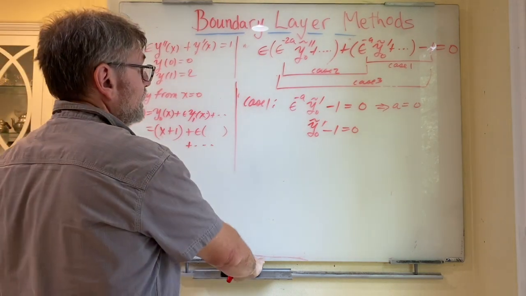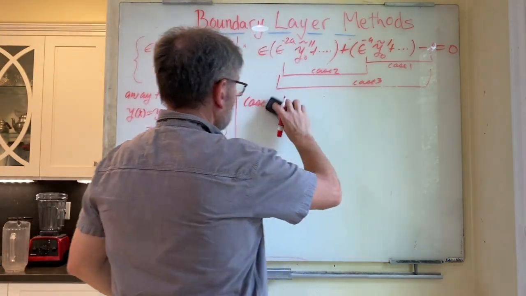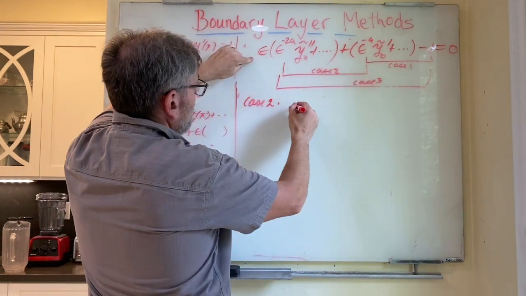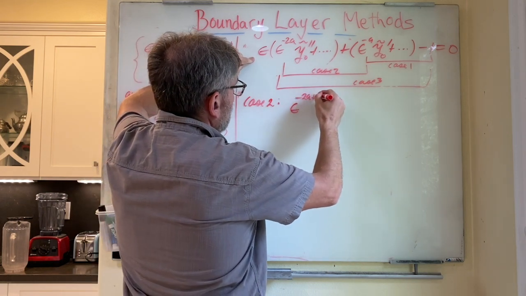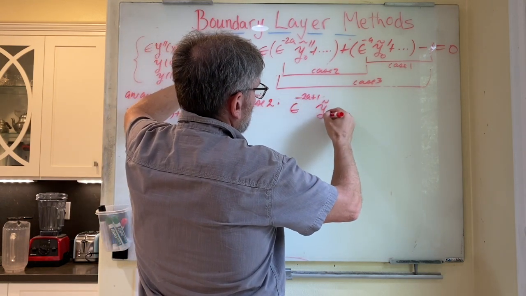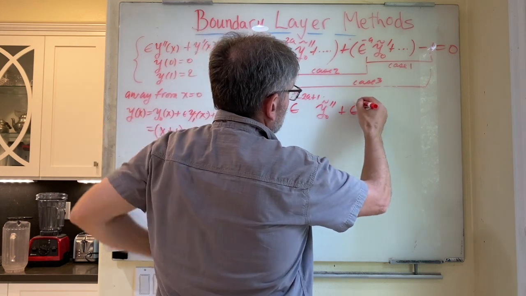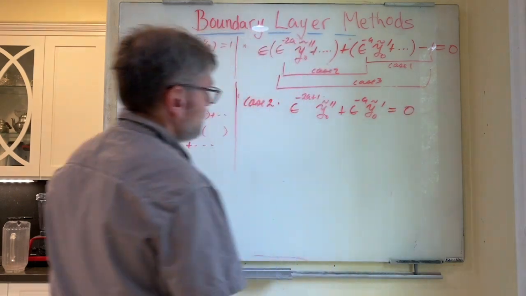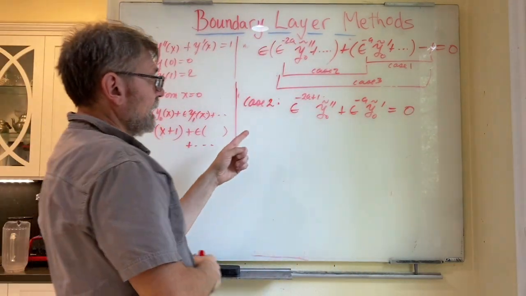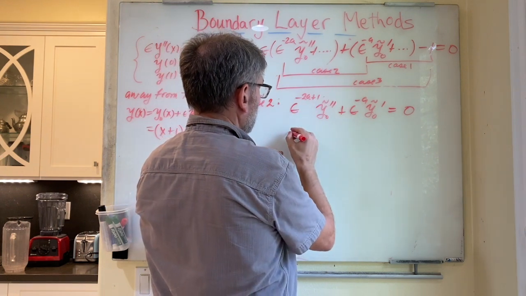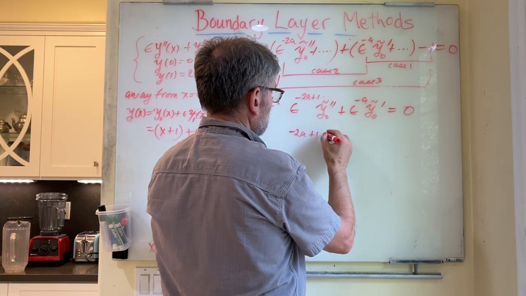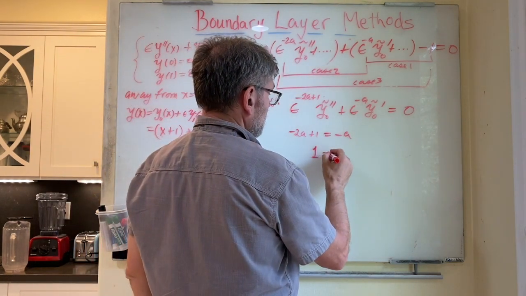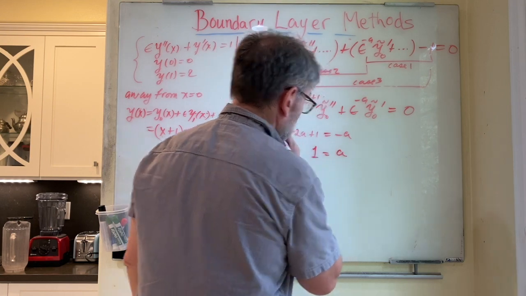And so let's try case 2. Case 2, that's where these two terms balance. So then I'll have epsilon to the minus 2a plus 1 y tilde naught double prime plus epsilon to the minus a y tilde naught prime equals 0. And if that's the case, then minus 2a plus 1 is equal to minus a, or 1 is equal to a, right? A is equal to 1.